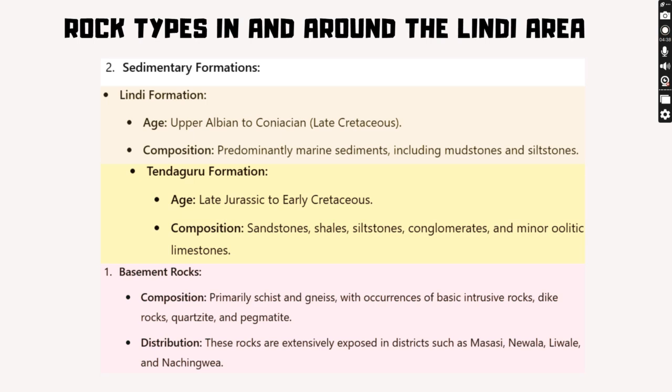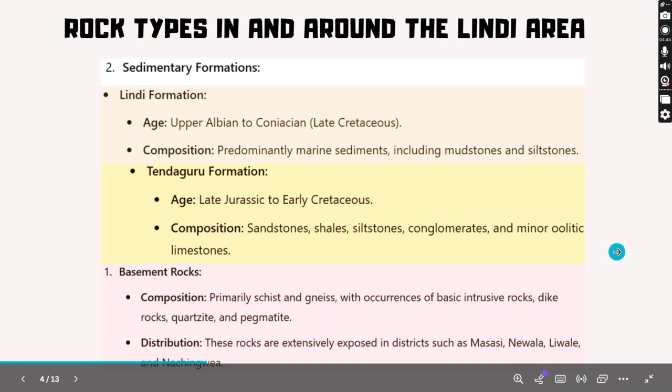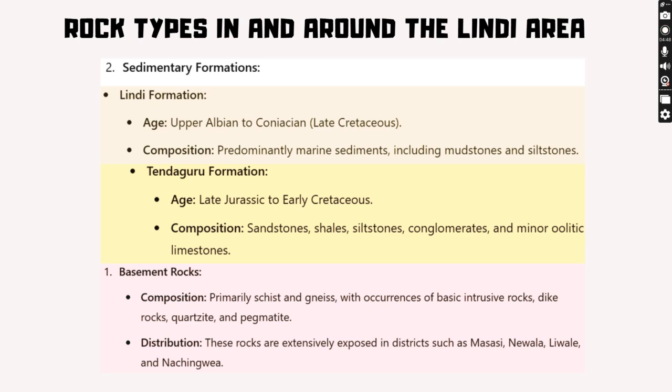metamorphic phases. Now, in this Lindi and surrounding area, if we see the rock types stratigraphically, basement rock comprises of primary schist gneiss, in which graphite mineralization is observed, and mostly they are situated. These outcrops are observed nearby Masasi, Nachingwea, Liwale, Ruangwa districts, and in the remaining other parts there are patches of sediments which are younger, mostly Jurassic to Cretaceous.